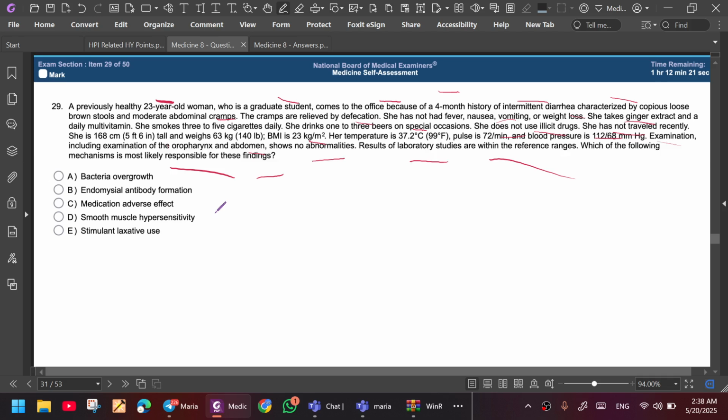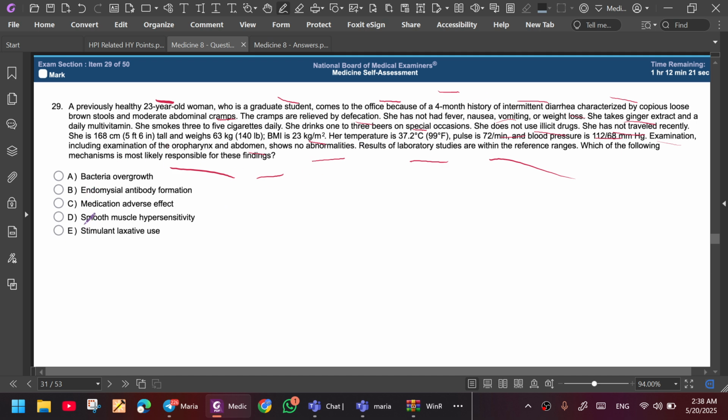Or is it celiac disease? But copious loose stools and moderate cramps, and it says it gets better when she defecates. These things look like IBS. It looks like IBS, but I don't know what the mechanism behind IBS is.